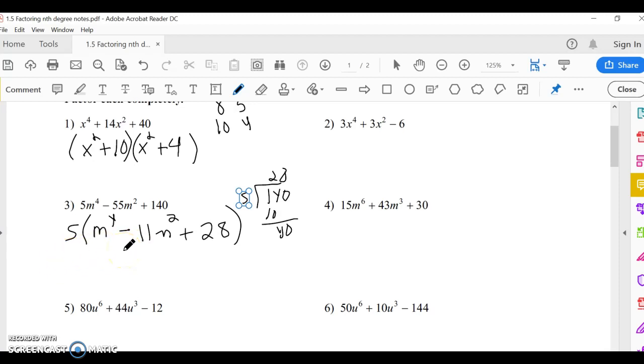Then you're back to what you normally do. You get the 5 on the outside, so keep that going. Do not forget to keep that going, because remember, it's a product.